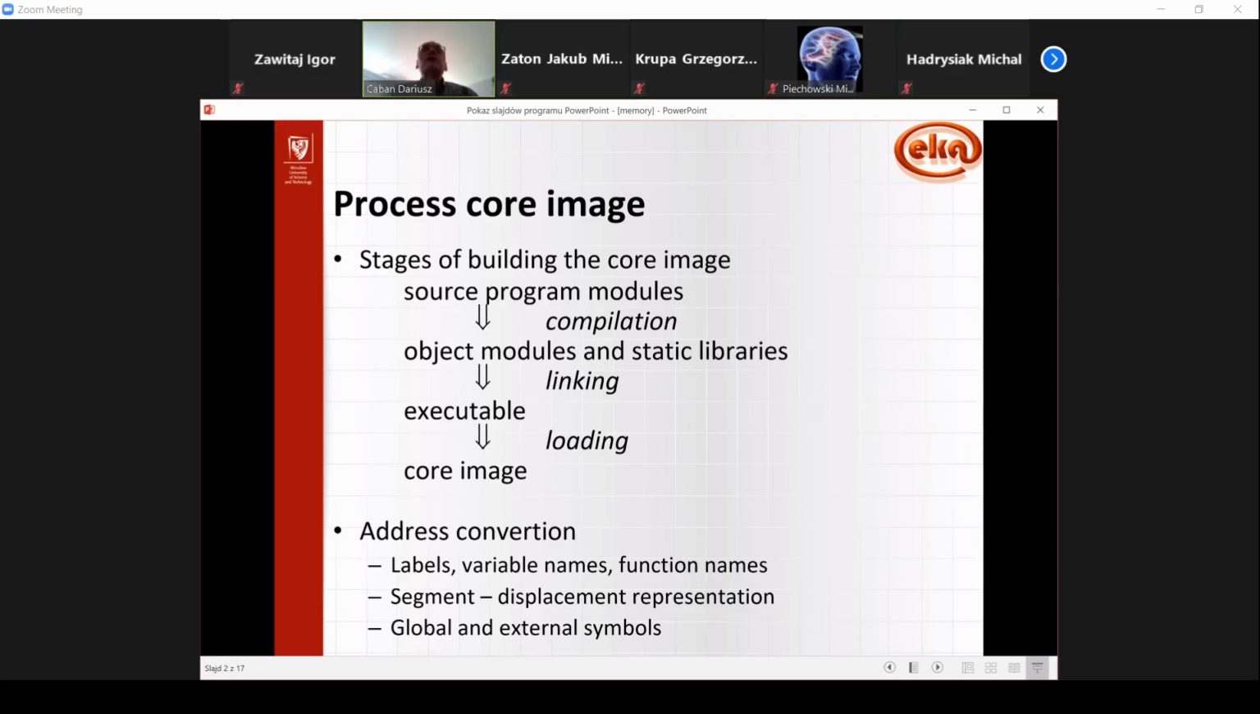When you start running the program, you invoke something which is called a program loader. That's again a library function, usually invoked from the shell or from the graphical user interface, and this function takes the executable file and loads it into memory.